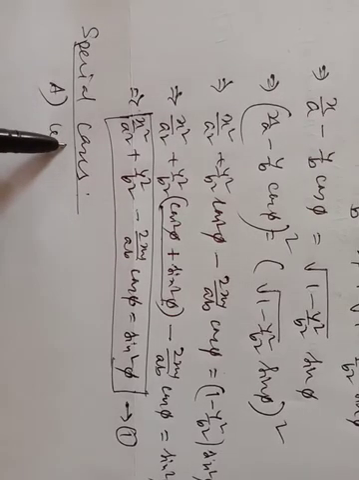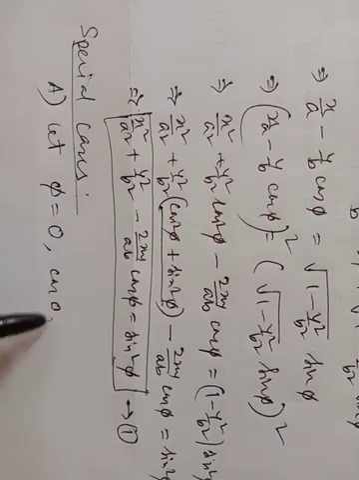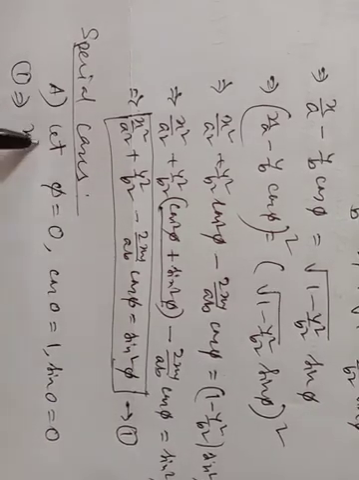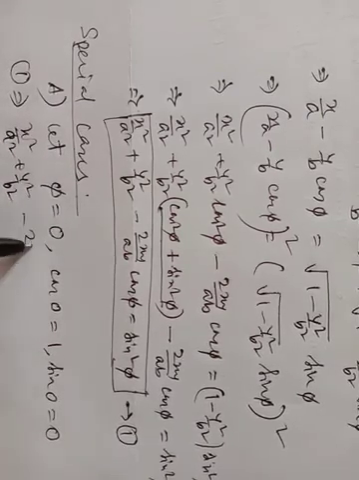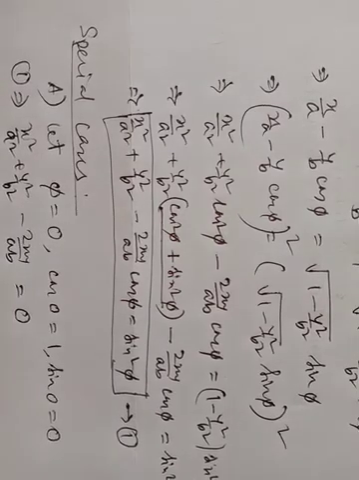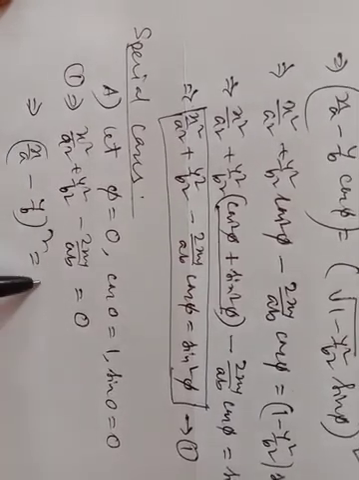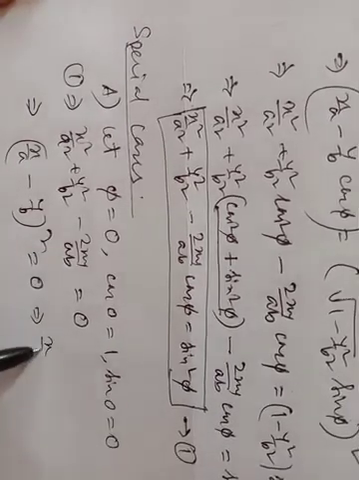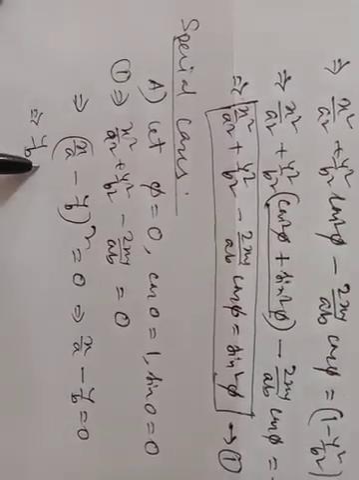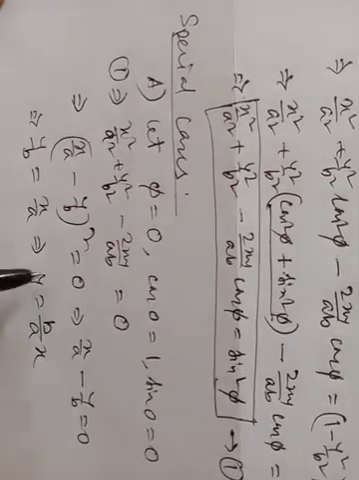Now special cases. Number 1, let φ = 0. Therefore, cos 0 is equal to 1 and sin 0 is equal to 0. So equation 1 implies x²/a² + y²/b² − 2xy/ab cos 0, which is 1, is equal to sin² 0, which is 0. So this implies (x/a − y/b)² = 0, and this implies x/a − y/b = 0. Again, this implies y/b = x/a. Again, it will give y = (b/a)x, and this is equation number 2.